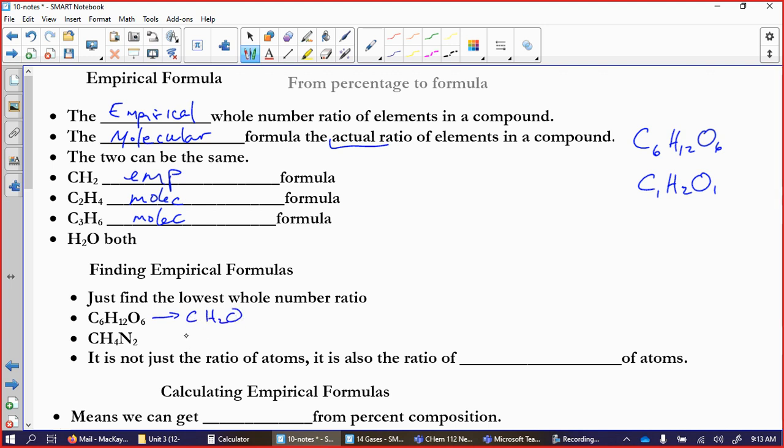Carbohydrates. That's the derivation of the word carbohydrate. Hydrate is another word for water. CH4N2 looks like you could divide, but that's a 1. So the empirical formula for that one is... if you can't divide everything, it's a ratio of types of atoms.